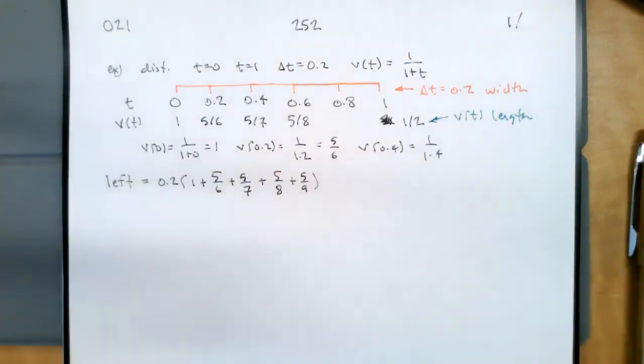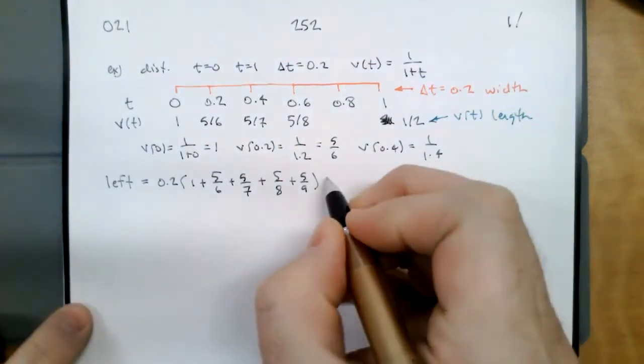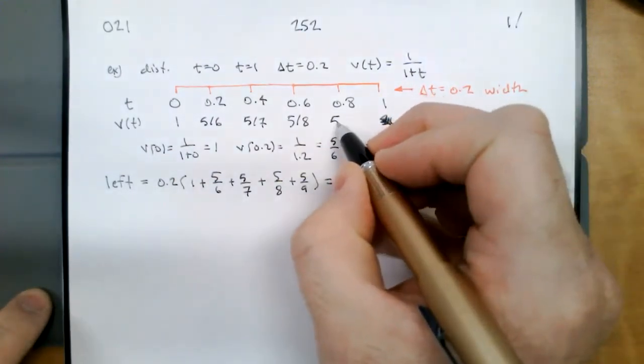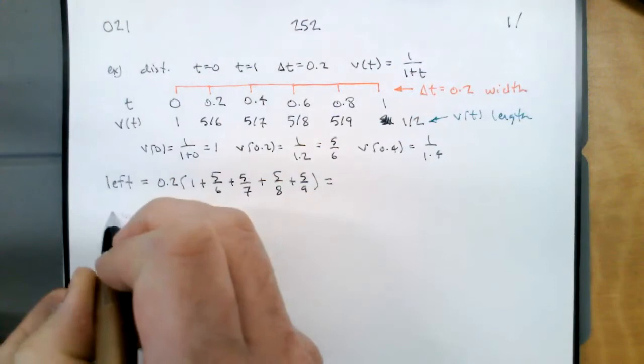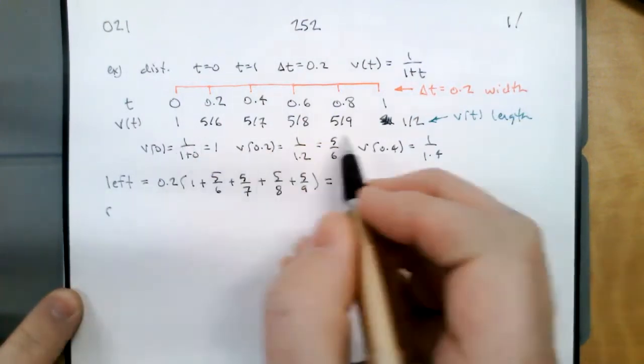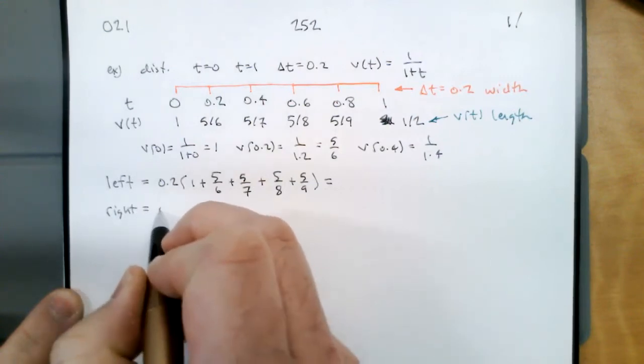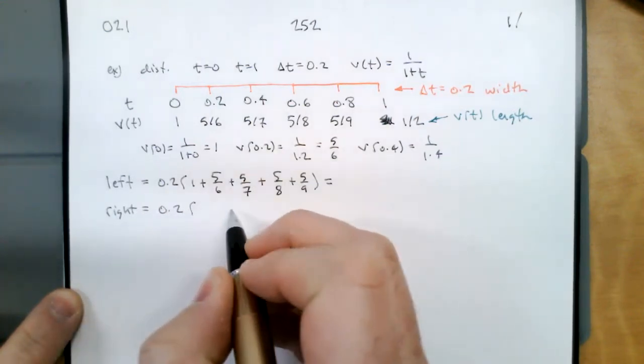Note that we're not using the 1 at the end because v of 0.8 and v of 1 are two ends of the same rectangle, and I pick one of those ends. In this approximation, I'm using the left endpoint. Then we can go through and get an overestimate, since the function is decreasing. And then we can just do the same thing for the right approximation.